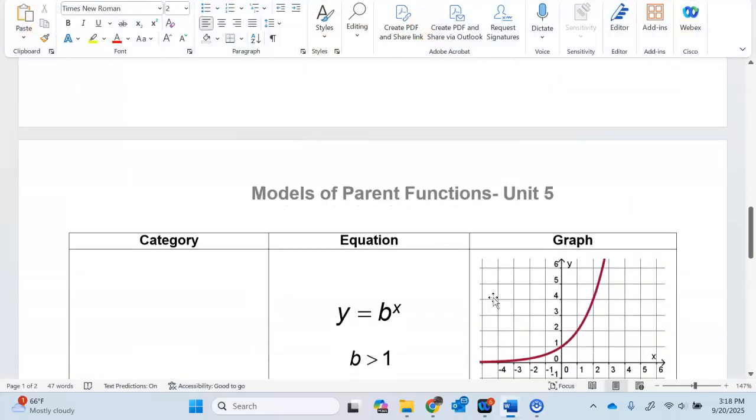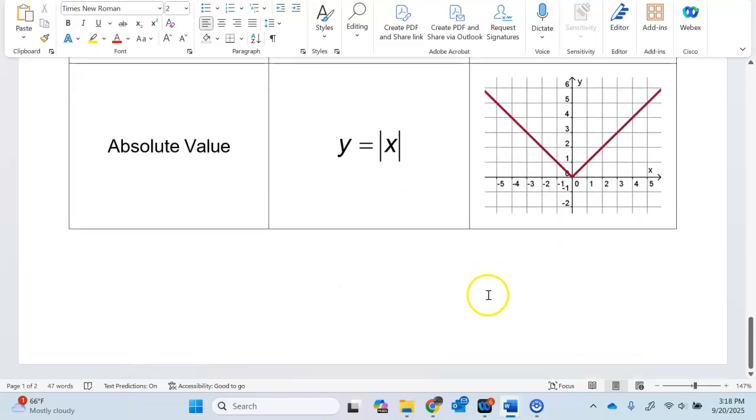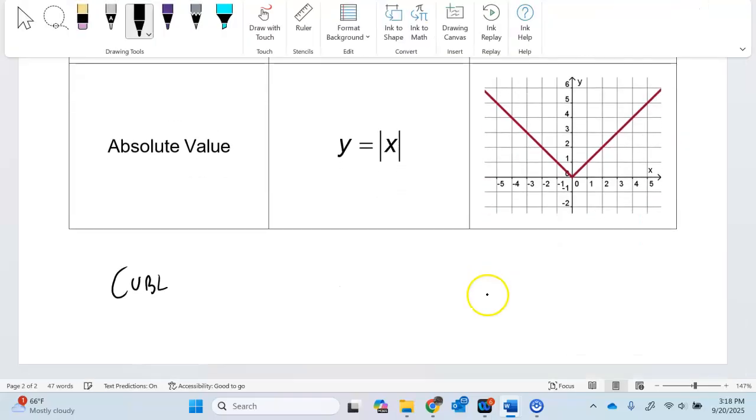That should be on here. I'm going to add that to this graph. We need one more cube function. And the cube function is y equals x cubed. And what happens when I cube numbers?